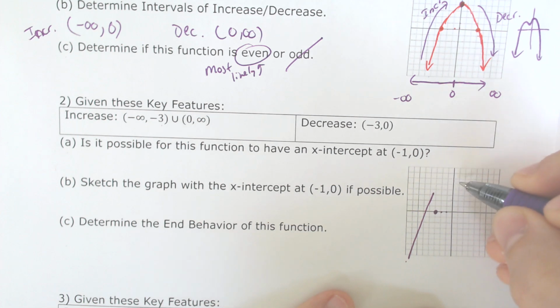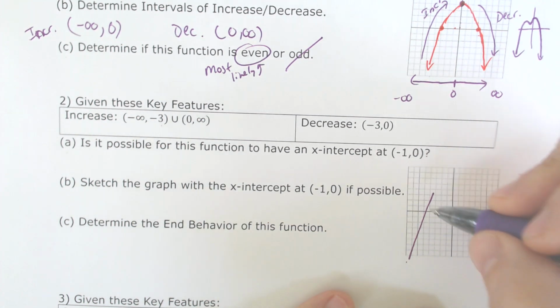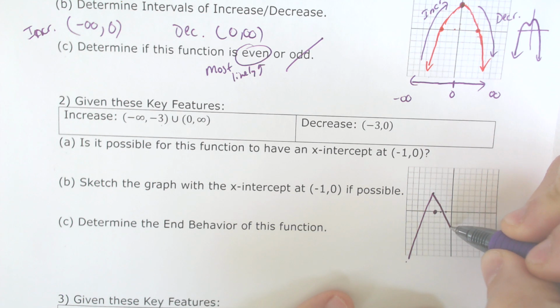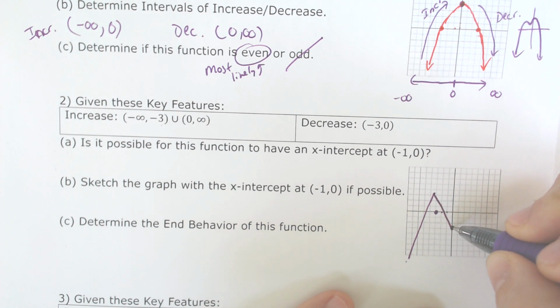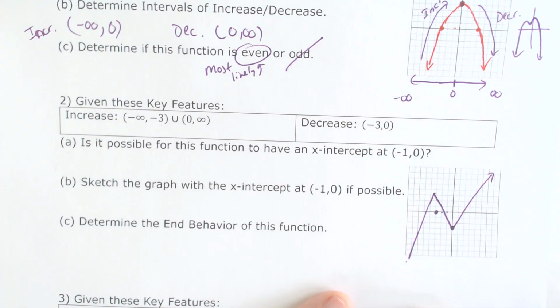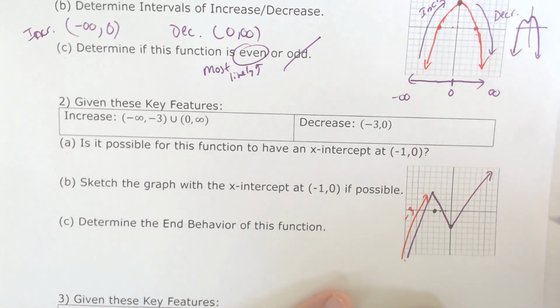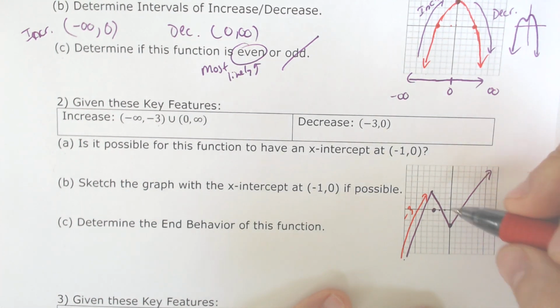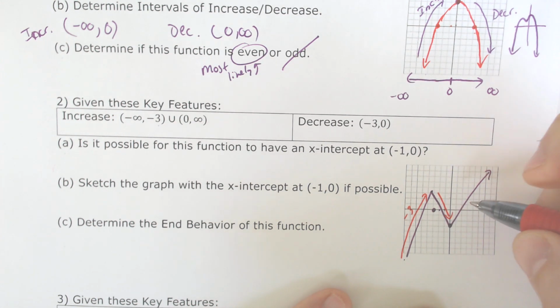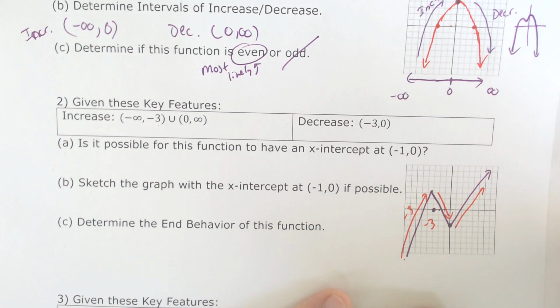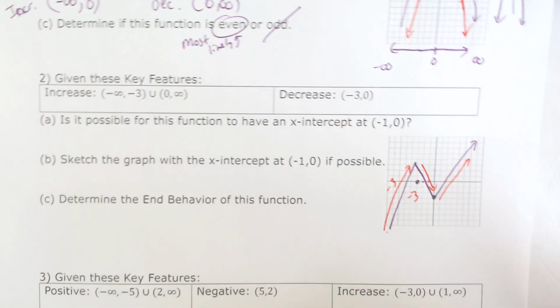So where could that be? Well, we know we're going down from negative 3 to 0, so that could be here. And then it could be increasing again from here to infinity. Okay, so see how here we're going up until we get to negative 3. And then we're going down from negative 3 to 0. And then we're going back up again forever. Okay, so that's one version of the graph.